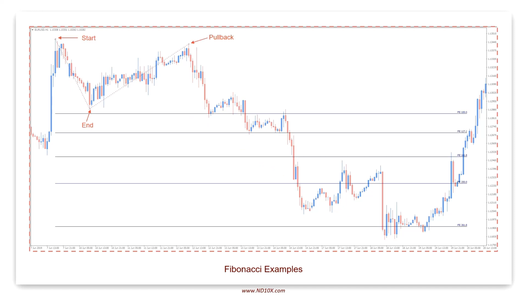Let's see a few examples over here. So the first push lower, pullback, and we tested 100%. Made a small pullback to the upside and price continued to move lower. We tested the 127.2. We then made a small pullback, continued to move lower, broke that 161.8, so there is no support there. We came to the 200%, nothing major there, but at the end we made the pullback and ended the trend move around the 261.8.